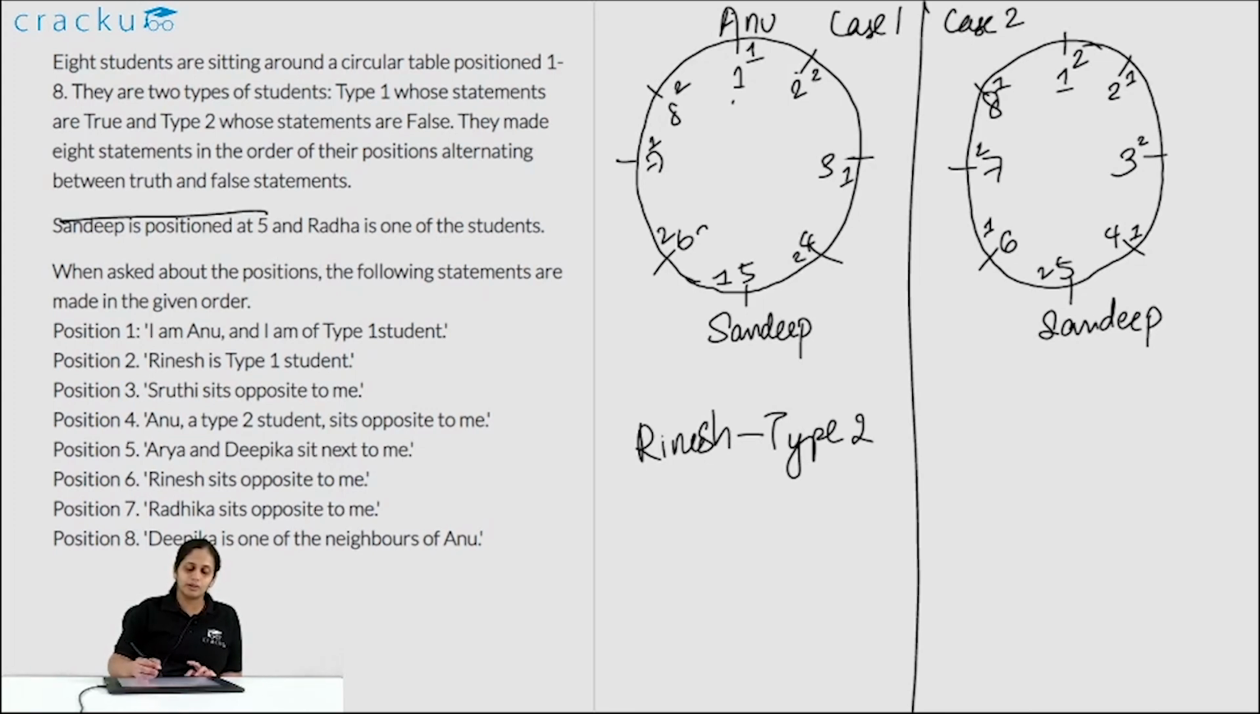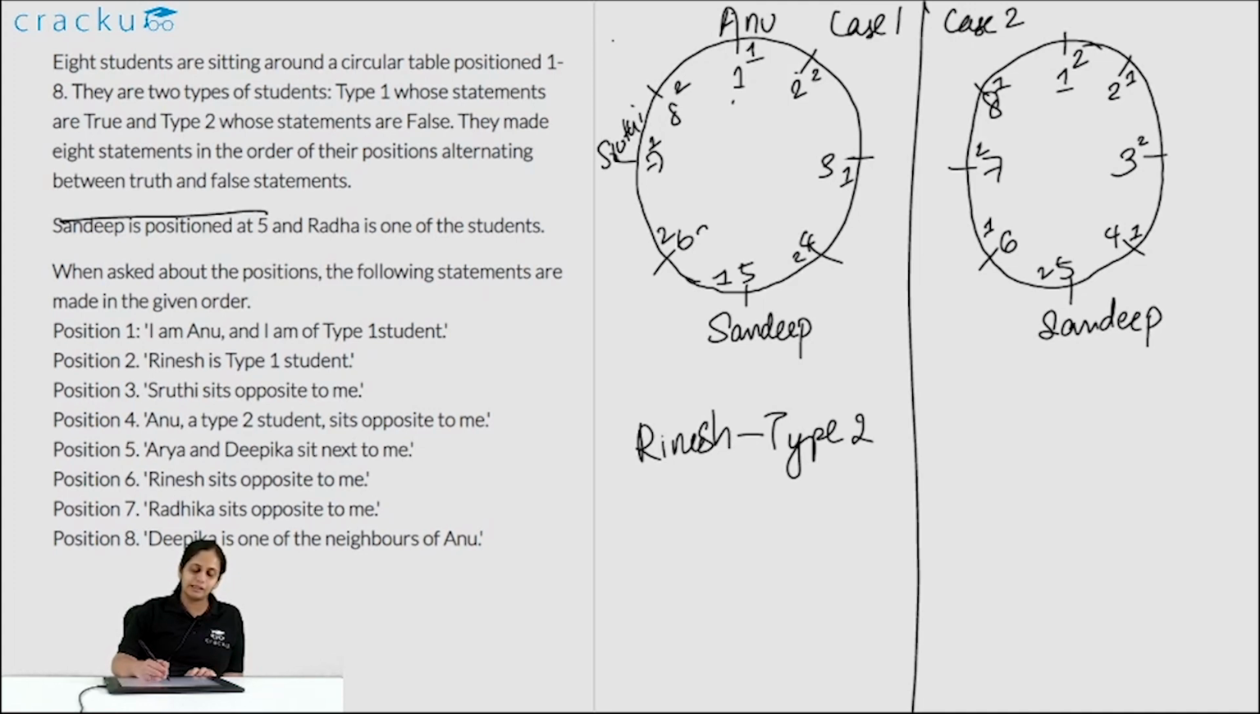Shruti sits opposite, this person is telling the truth, and he says that Shruti sits opposite to me. So 7 would be Shruti, this person is Shruti. Anu, a type 2 student, sits, fourth person is lying, and he says that Anu, a type 2 student, sits opposite to me. Now clearly Anu doesn't sit opposite to him, and she is a type 1 student, so this is a lie, so we can ignore that.